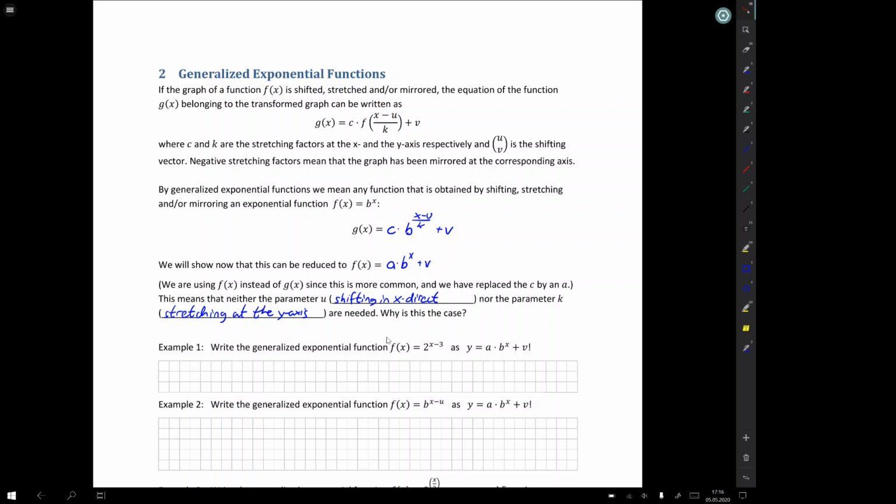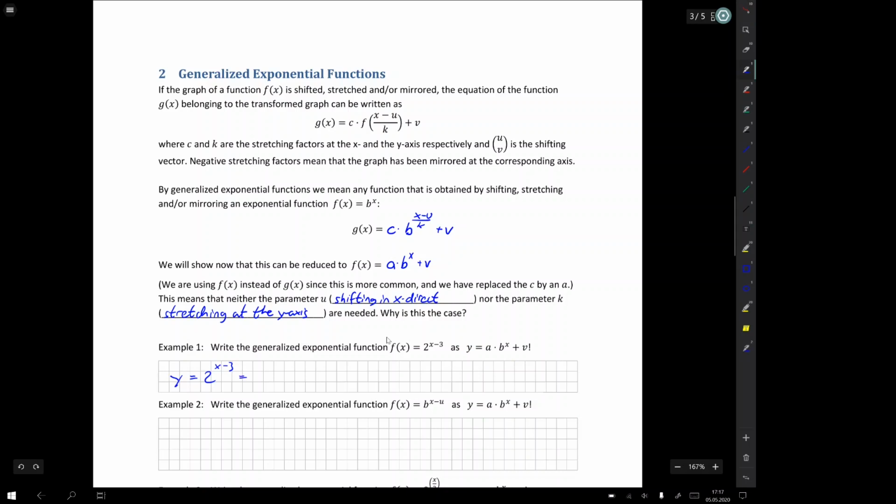Let us look at example 1 here, and let us rewrite now this function f of x equals 2 to the power of x minus 3 in this generalized form here. Well, we have y equals 2 to the power of x minus 3. And now think for a moment on your own how you could manage to get it into this form here. Stop the film. And here comes the solution.